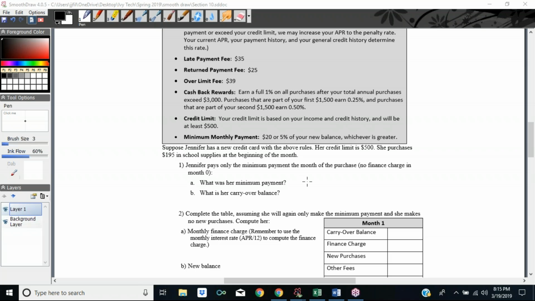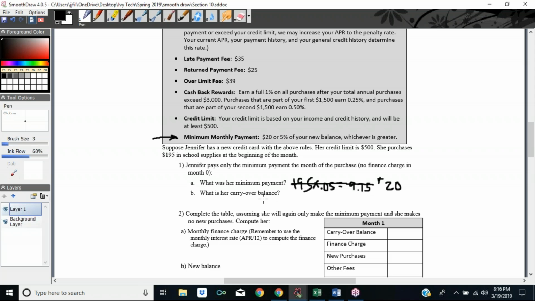Well, if she purchased $195 in goods, we would take that times 5%, 0.05, and see how much that is. That looks like $9.75. And the minimum payment here is $20 or 5%, whichever is greater. So it is $20. So her minimum payment is going to be $20 because it's whichever is greater.